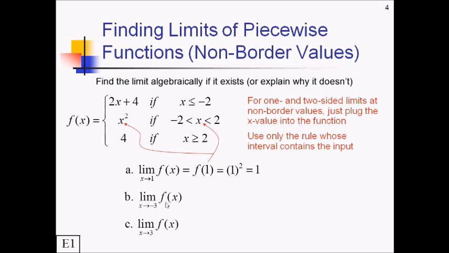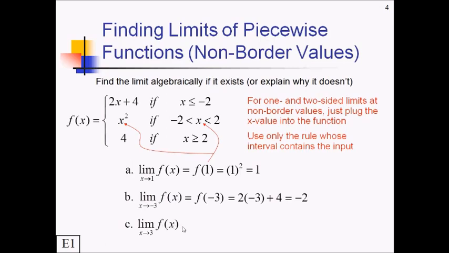All right, so for this one, this is a non-border value. We're really just doing f of negative 3. Negative 3 is in this first interval. Negative 3 is less than negative 2. So we're just going to be plugging negative 3 into the 2x plus 4 function. So 2 times negative 3 plus 4. That's negative 6 plus 4, which comes out to negative 2.